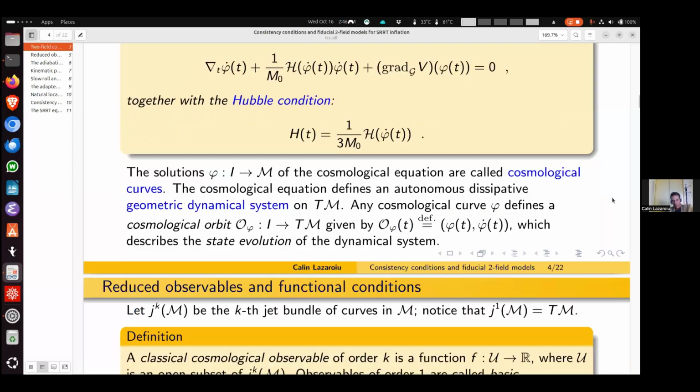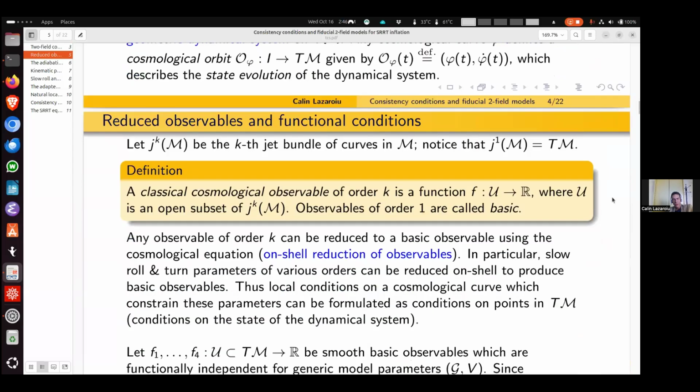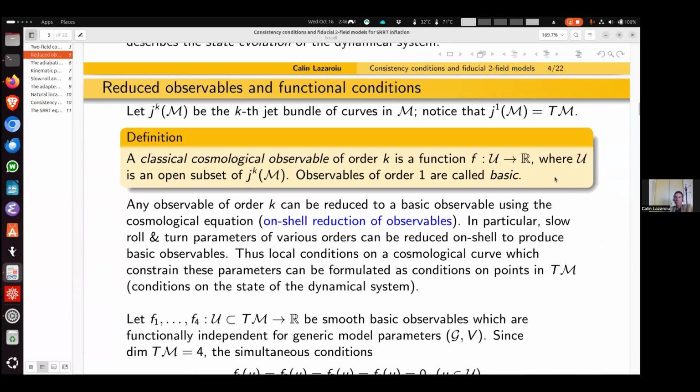Okay. If there are no further questions, then let me mention one more thing, namely the notion of observables and their reduction, and give very briefly the idea of functional conditions. So to define an observable, of course, an observable will be, morally speaking, some kind of function of phi of t, a classical observable. I'm talking about classical observables here. Phi of t and its higher derivatives with respect to time.